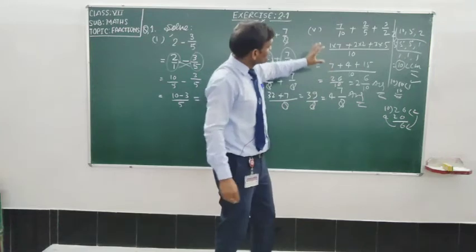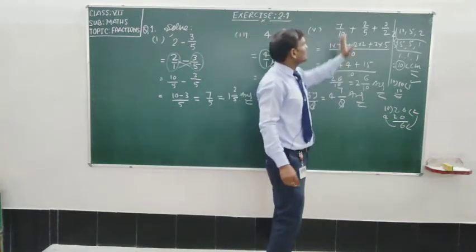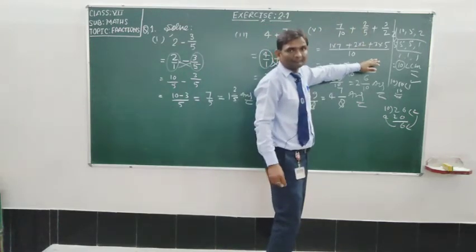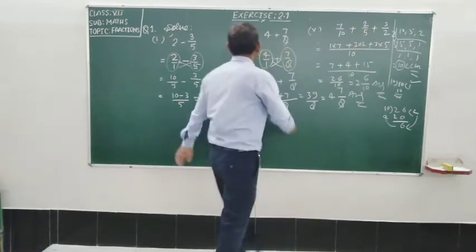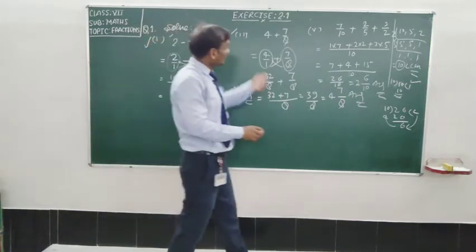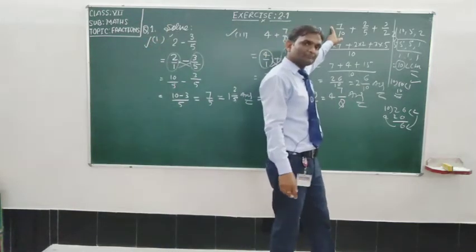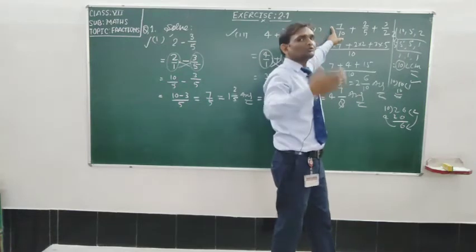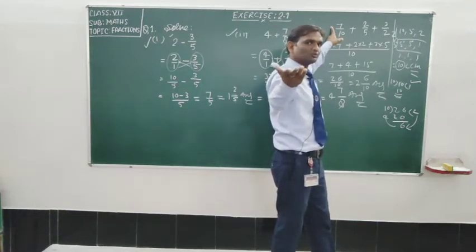So, student, if you have 3 fractions, then you have only one way: to take the LCM. Not by cross multiplication, like in part first and second, the method you have applied. You will not apply it in part fifth, in more than 2 fractions, meaning if you need to add.